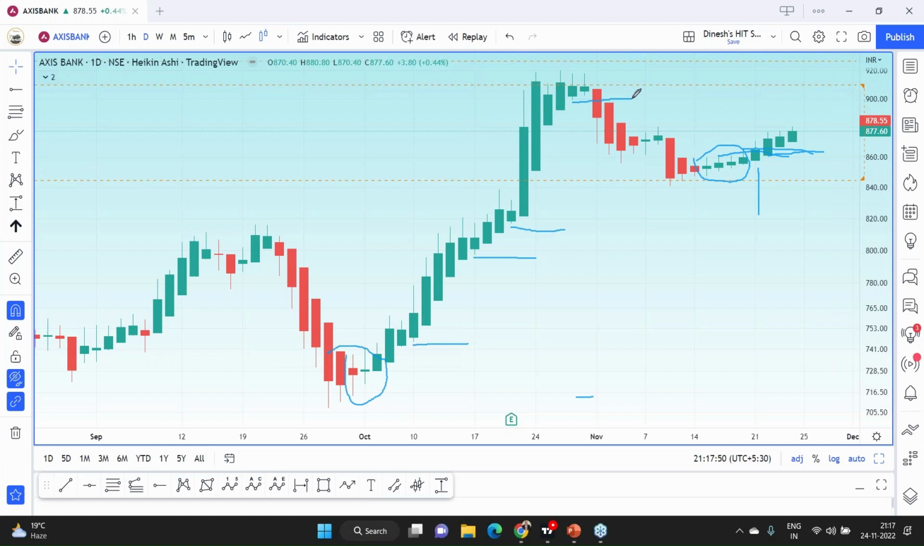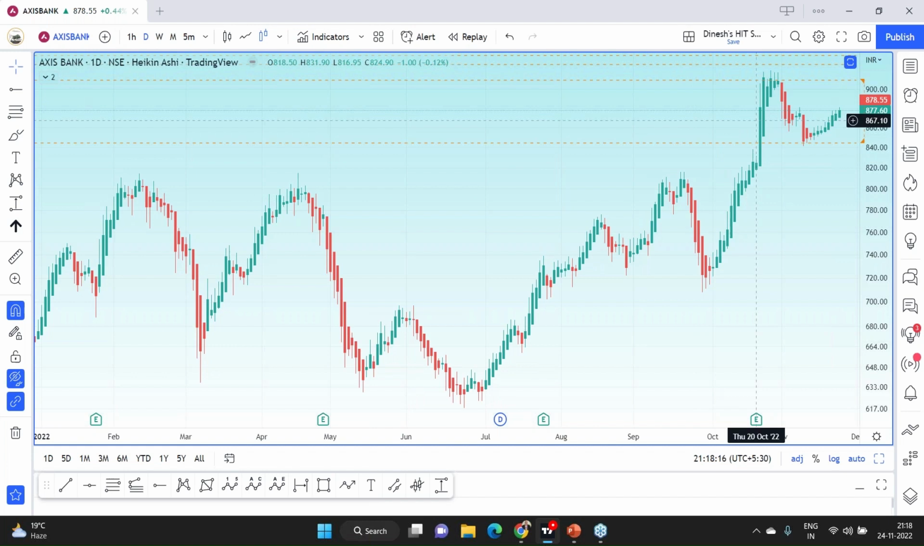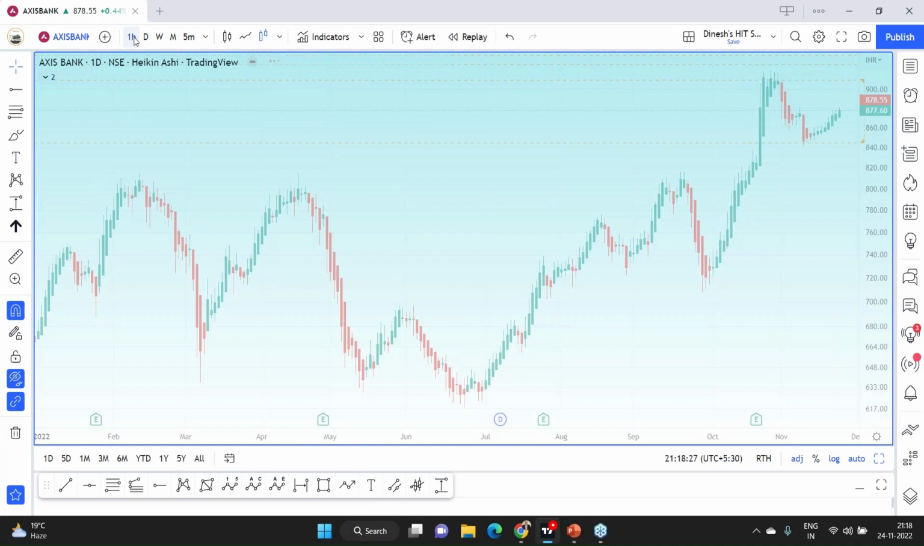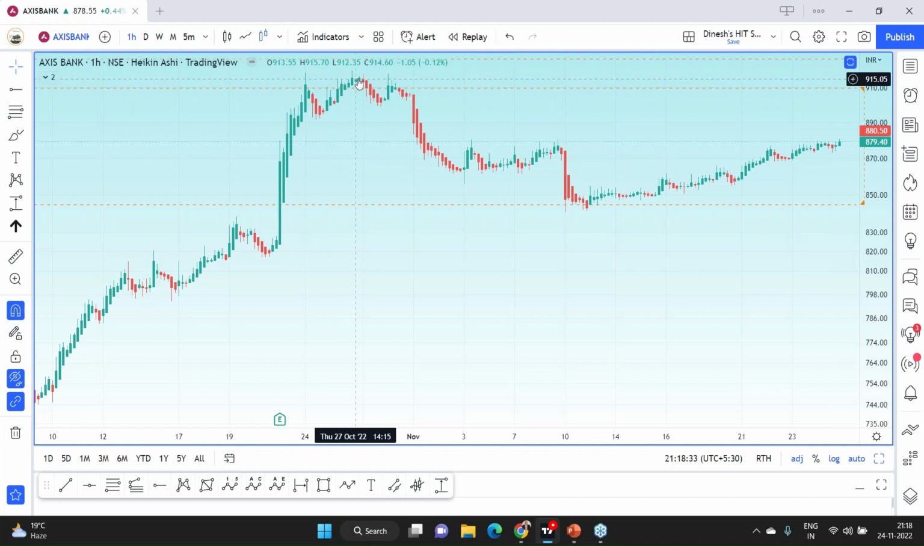Also, what Heiken Ashi will help you with is that many a time you are looking for an entry in a stock which is giving you a sharp up move. Someone asked me whether I can do multi-time frame. Supposing this one, this was 28th of October, and you're looking for an entry in Axis Bank. You wait out here for a turn to happen in your favor, then you buy like that.